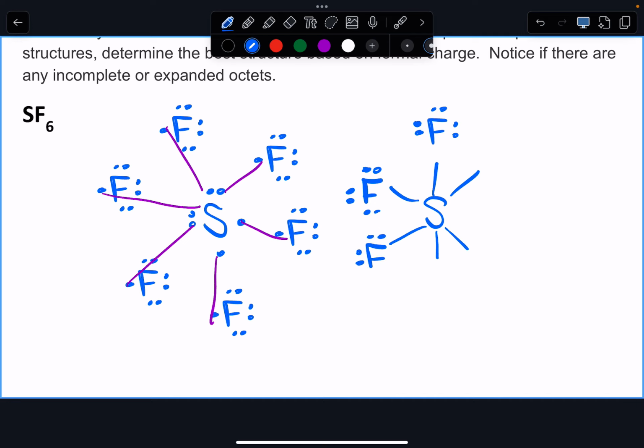Okay, so it really is that straightforward. You're just allowed to break up those pairs now and form new bonds with them. Not required, again, but allowed. Okay.